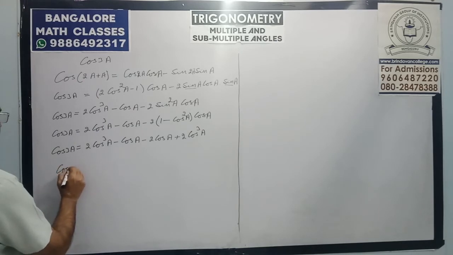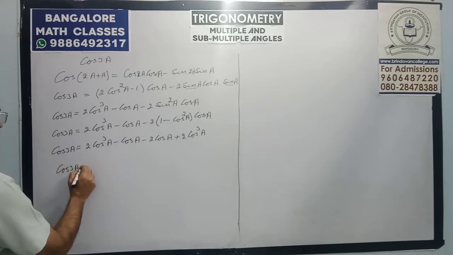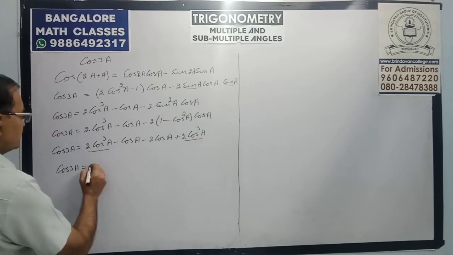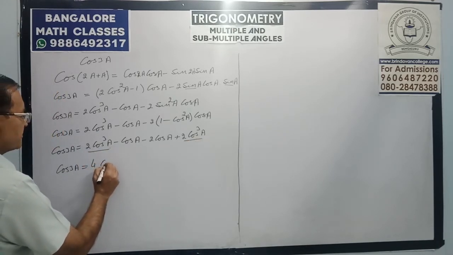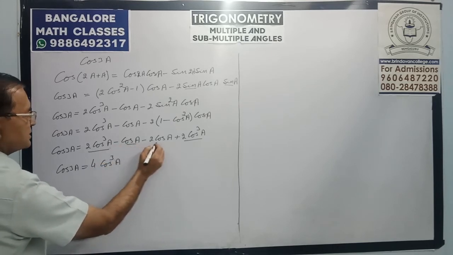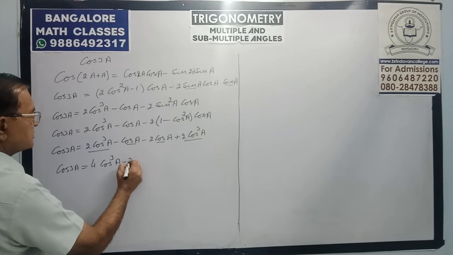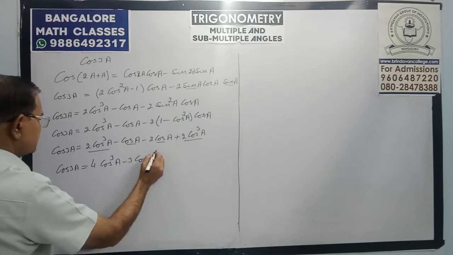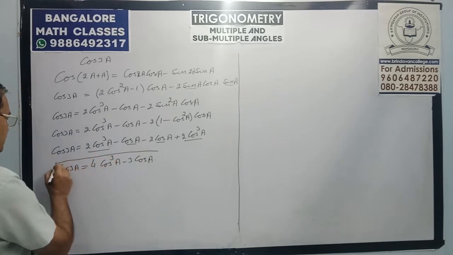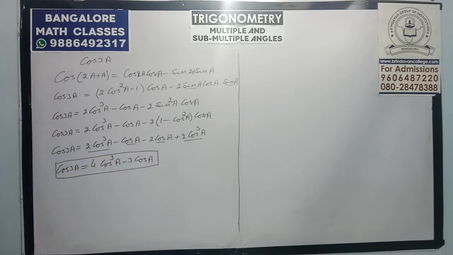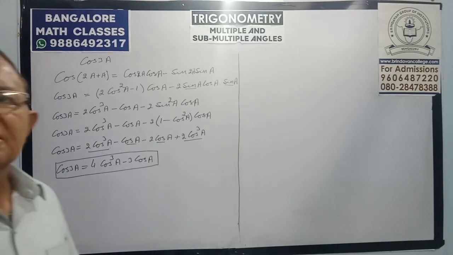Cos 3a equals 2 cos cube a and 2 cos cube a is 4 cos cube a, and cos a minus 2 cos a is minus 3 cos a. So thus it is 4 cos cube a minus 3 cos a. That is the identity for cos 3a.